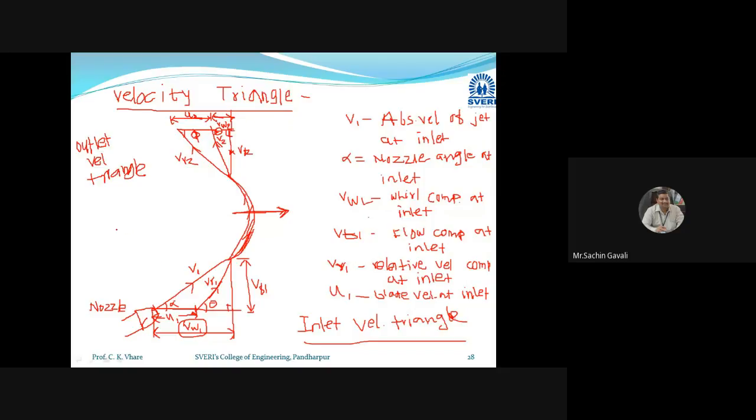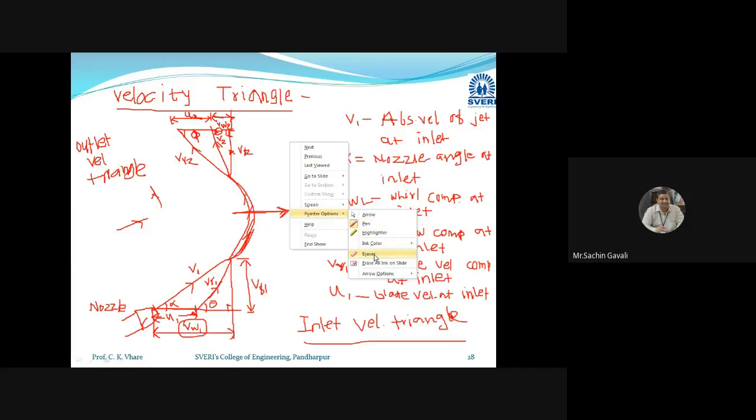Now here V1 is acting in one direction, and if we look at the direction of V2, they are in opposite direction. So when will both come in the same direction? Sorry, here it will be beta, so alpha, and the angle is not theta. In many books they have written theta, but the angle at outlet will be beta. This is the beta angle, right? Beta is the blade angle at outlet. Alpha is the blade angle at inlet.